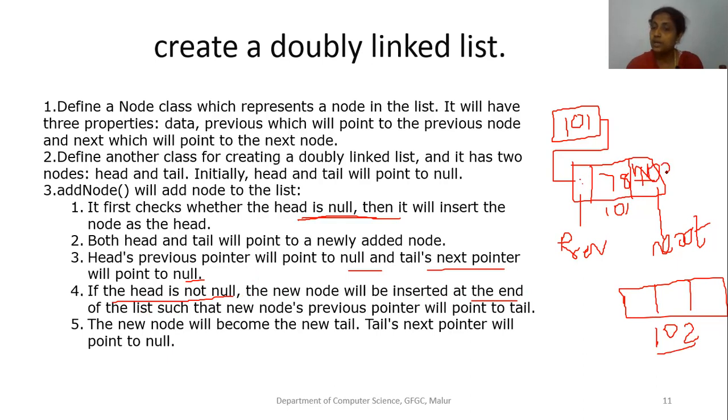So what is going to happen? This address will be assigned here. And 102 is the current address. The previous address will be 101. The next address will become null. Like that, you can keep on creating any number of nodes. So this is how our algorithm for creating a double linked list works.